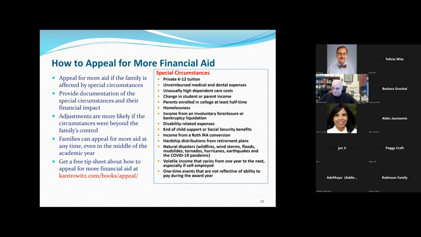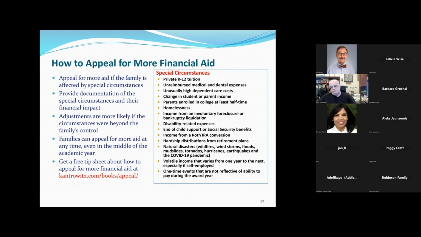If you've been unable to work because of stay-at-home orders, quarantine, or you or a family member contracted COVID-19, file an appeal for more financial aid. If you have unreimbursed medical or dental expenses because of the pandemic, file an appeal for more financial aid with the colleges the student is considering. Dislocated workers include people who have become unemployed because of a natural disaster, such as the COVID-19 pandemic.